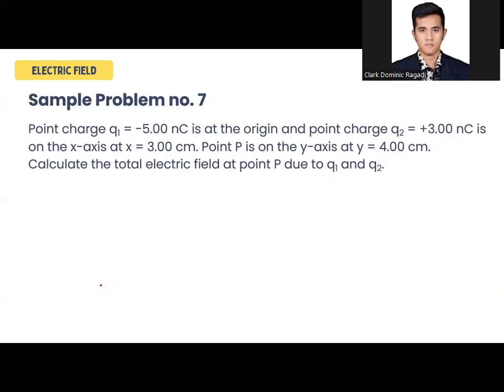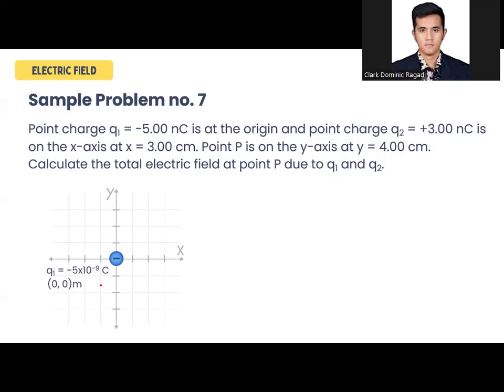Again, when calculating the total electric field generated by multiple charges, we're going to do the vector sum of those individual electric fields. To illustrate, we have this Cartesian plane. Again, we're given Q1 equal to negative 5.6 times 10 to the negative 9 coulomb located at the origin.